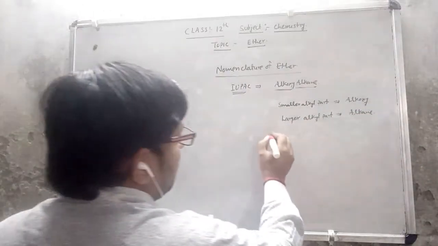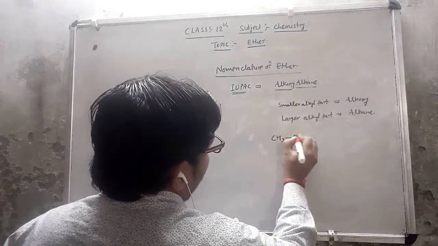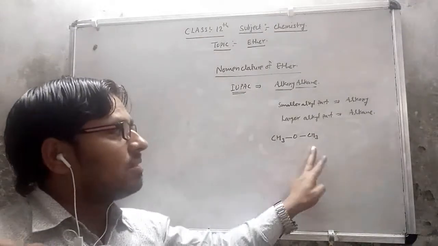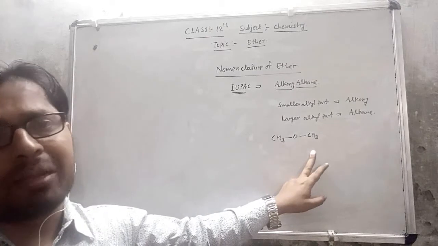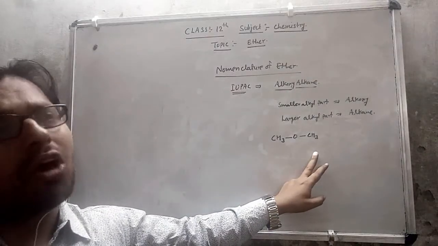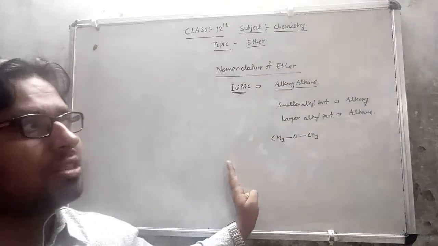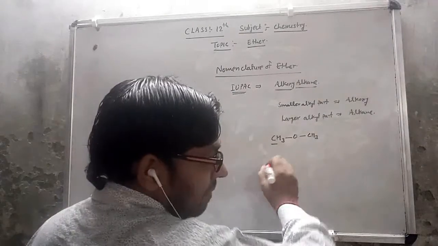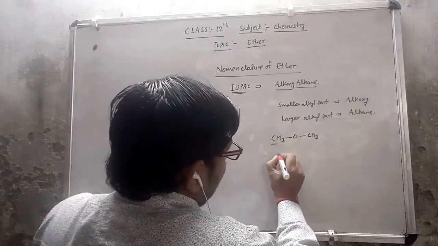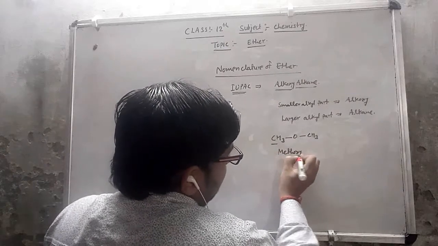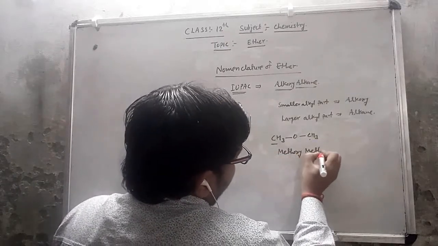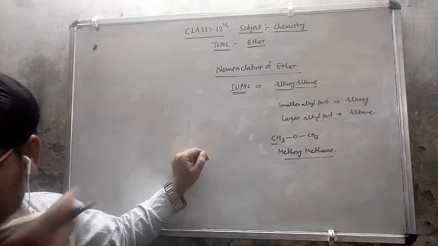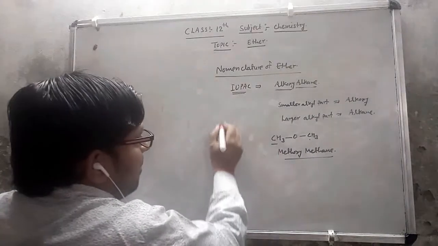Suppose I have CH3 single bond O single bond CH3. You can check that on both sides of the oxygen the same number of carbon atoms is present. That means the alkyl chains are of the same number, so I can take any part as alkoxy and any part as alkane. For one carbon it is methoxy, and for one carbon it is methane. So its IUPAC name is methoxymethane.